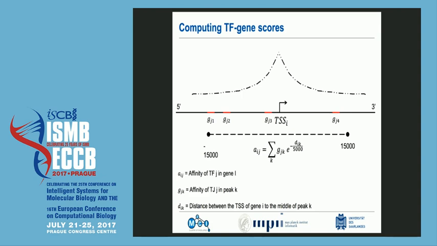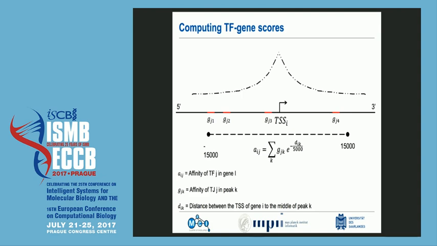This is shown in the formula now. You take the contribution of a certain factor in each of these regions, weighted by the distance with this exponential decay. At the end, what you get is a score for each gene and each TF, where you sum the expected number of molecules sitting in each of these regions.